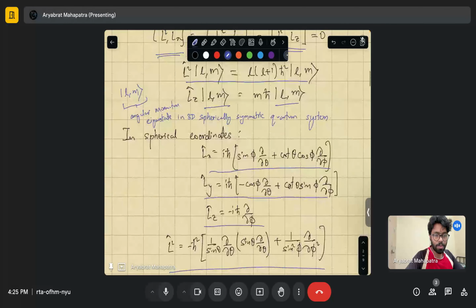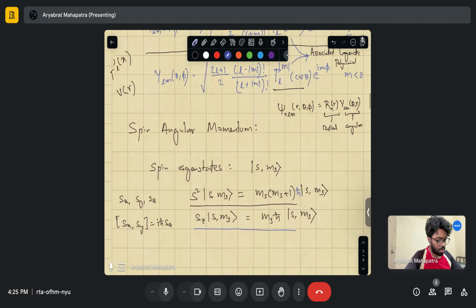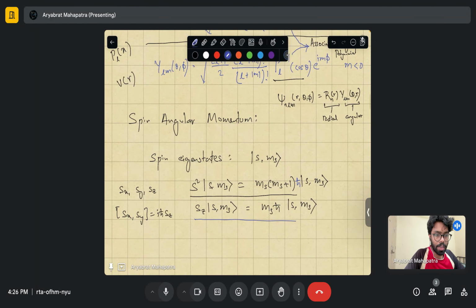That's why you can also express their eigenstates in terms of two quantum numbers, s and ms, instead of l and m for orbital angular momentum. But there is a clear, subtle difference between orbital angular momentum and spin angular momentum. Although their algebra is the same, mathematically, if you look at the mathematical structure, they are very different.